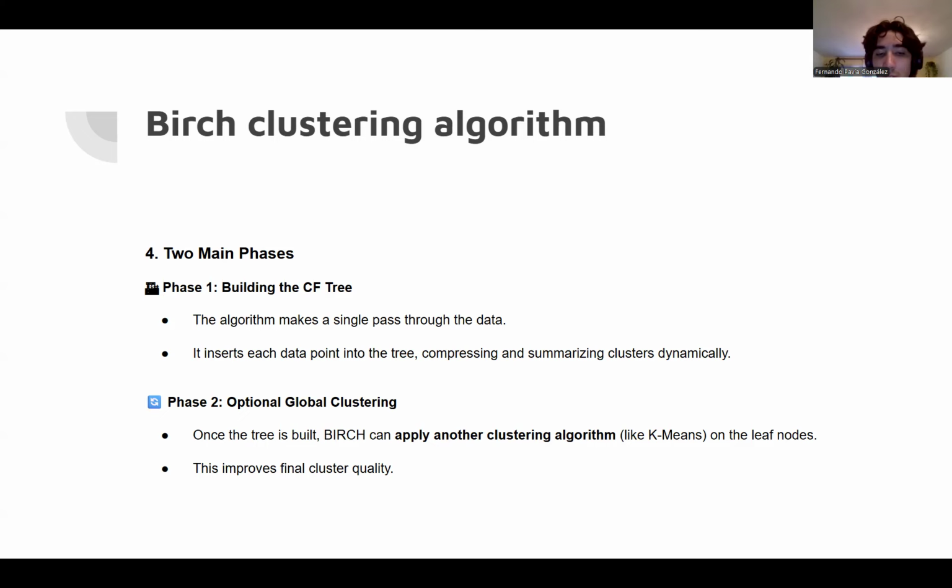So once the tree is built, Birch can apply another clustering algorithm like k-means on the leaf nodes. This way it improves the clusters inside the tree. So you're applying another clustering algorithm to the clustering algorithm.